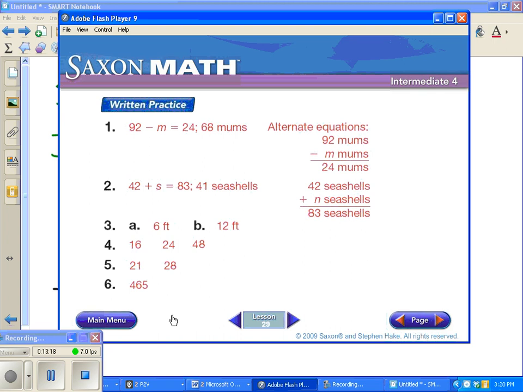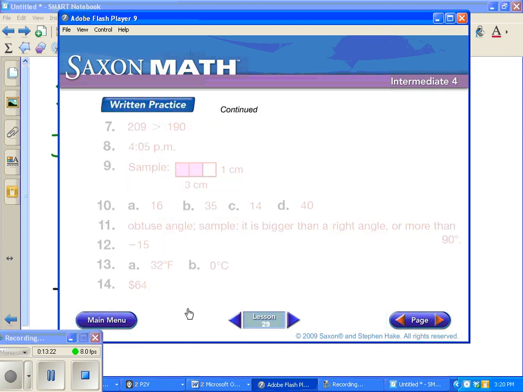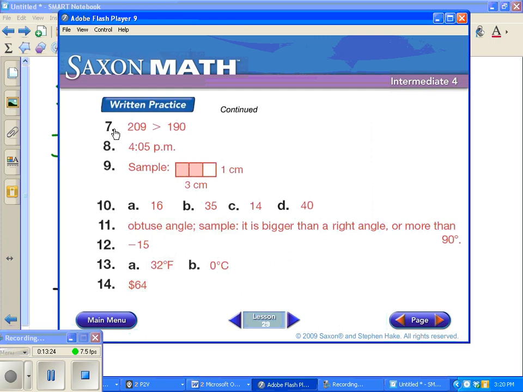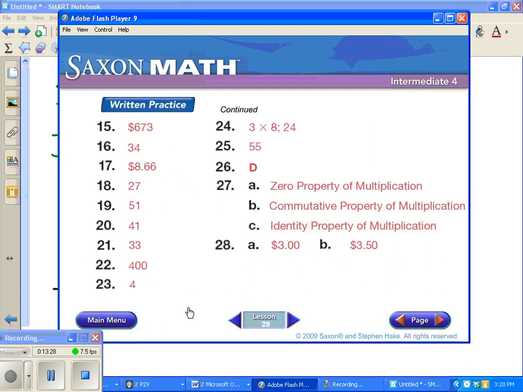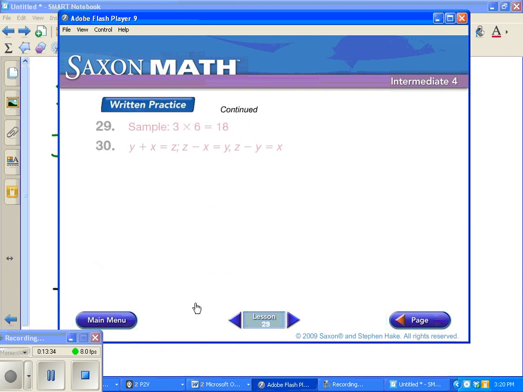Now it's time to go back and check written practice for 29. Hit pause while you check 1 through 6. Hit pause while you check 7 through 14. Hit pause while you check 15 through 28. And you're finished after you check 29 and 30.